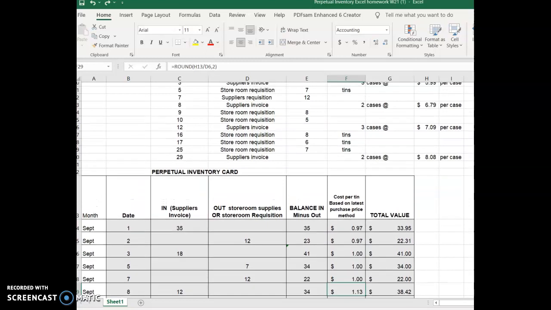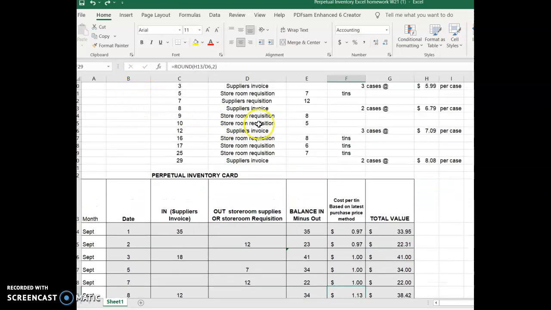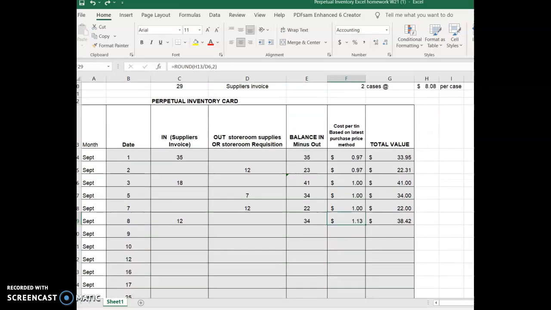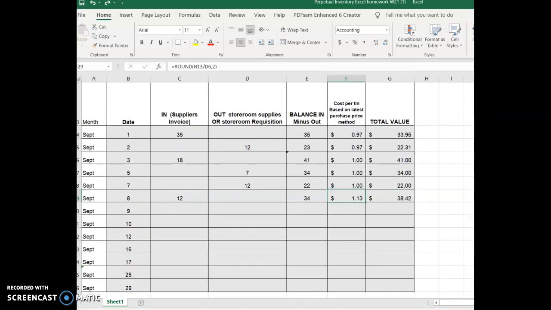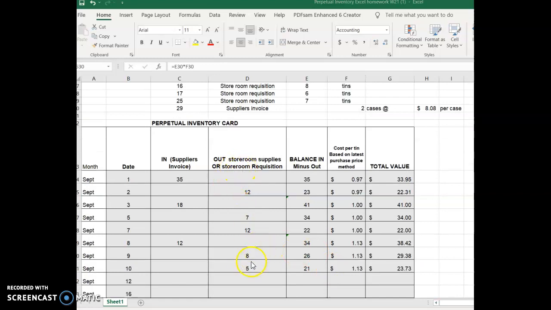Okay, so our next date, we have a storeroom requisition on the 9th of 8 tins coming out. And also on the 10th, another 5 tins coming out. So I'm just going to place those and then I'll show you after. So here are our requisitions put in. So we have our 8 and 5 coming out on the 2 days.